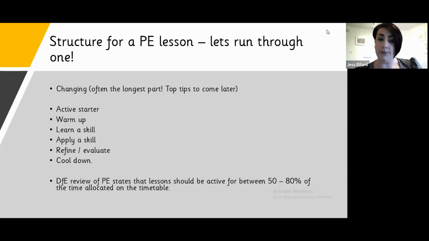Okay, so changing is the longest part. If you are spending 20 minutes changing, and you've got an hour PE lesson, that means children have got to be active still for 30 minutes. Well, really a bit more than that, it should be 40 to 45 minutes. They're not going to be able to achieve that because it doesn't give you time to give instruction. It doesn't give you time for them to reflect, to evaluate, and to perform those skills to others.